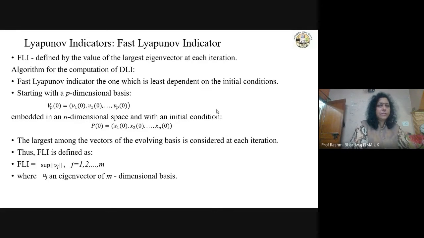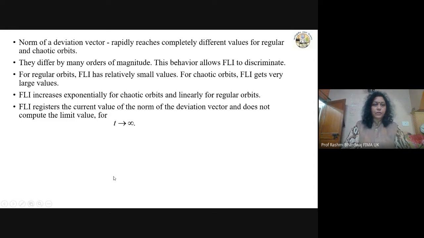Another indicator is the fast Lyapunov indicator. The dynamic Lyapunov indicator is giving the largest eigenvalue, and the fast Lyapunov indicator is giving the largest eigenvector. The same iteration process we are using. You are finding a p-dimensional basis embedded in n-dimensional space. Then we are finding the supremum of these vectors, which is the eigenvector.